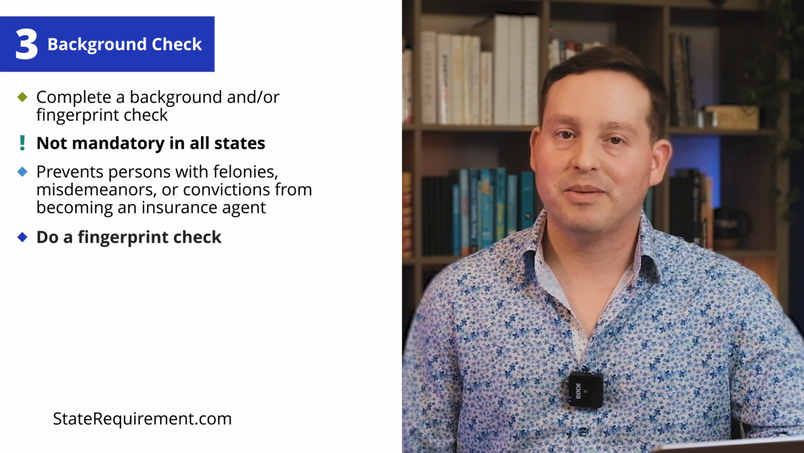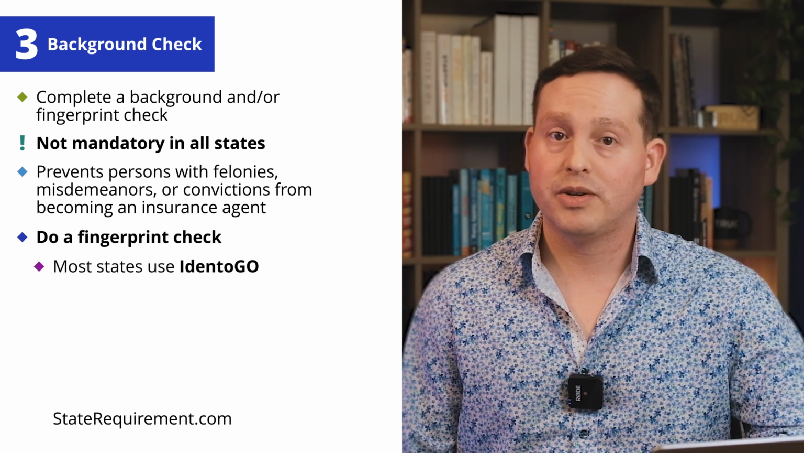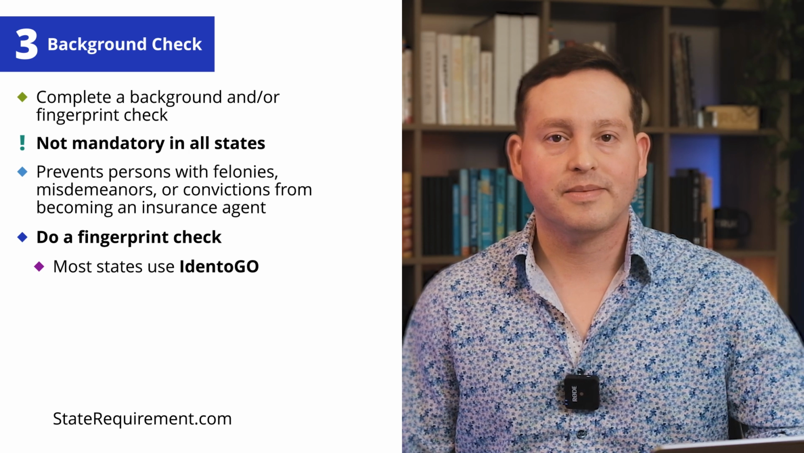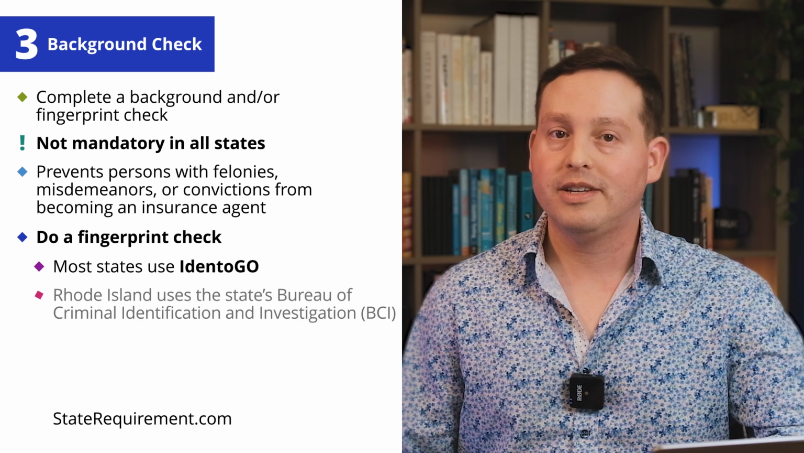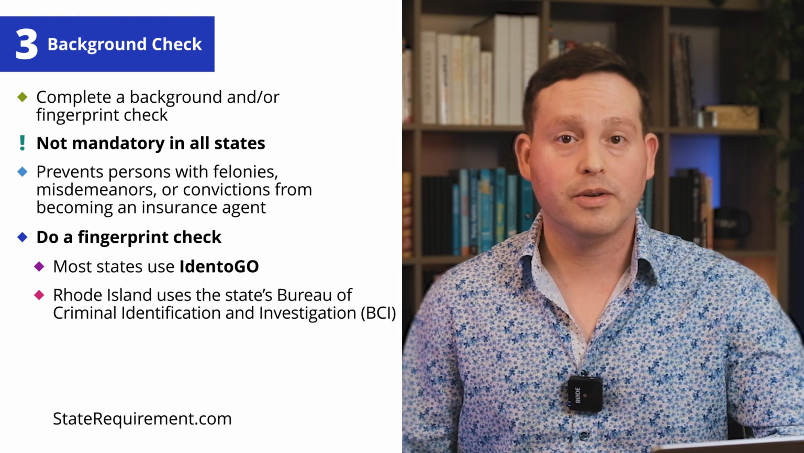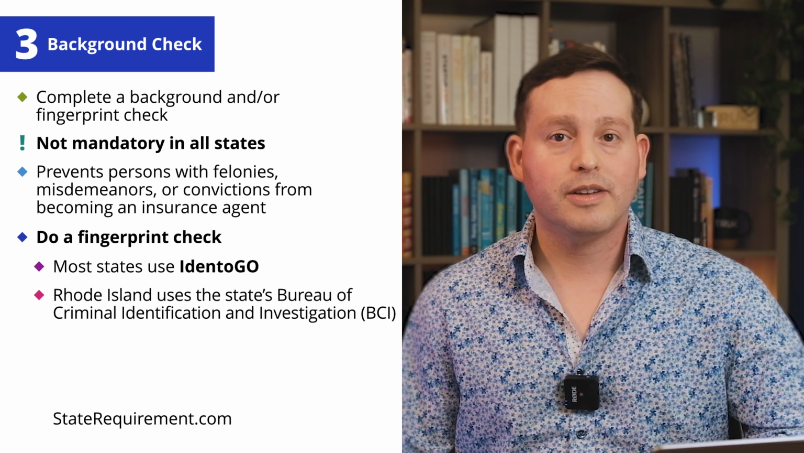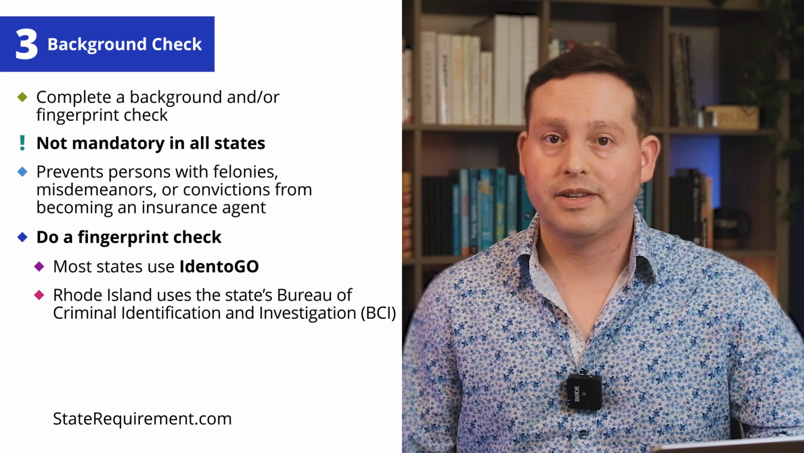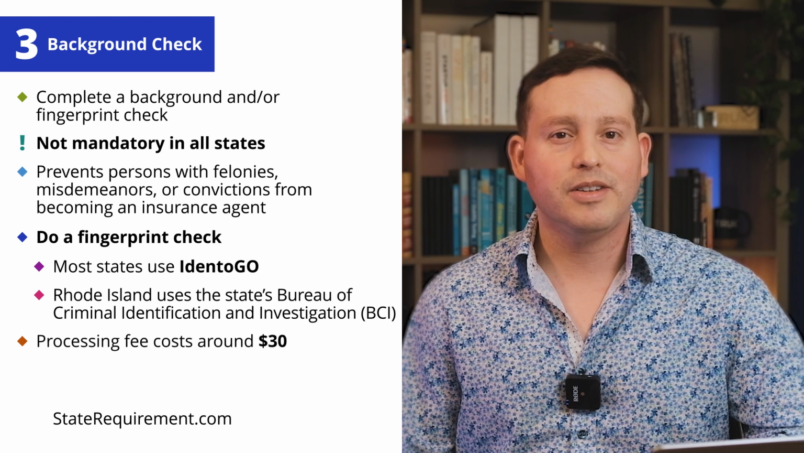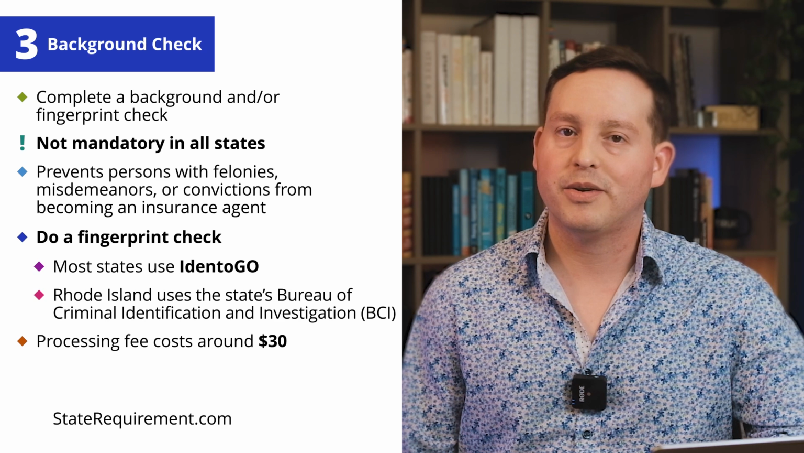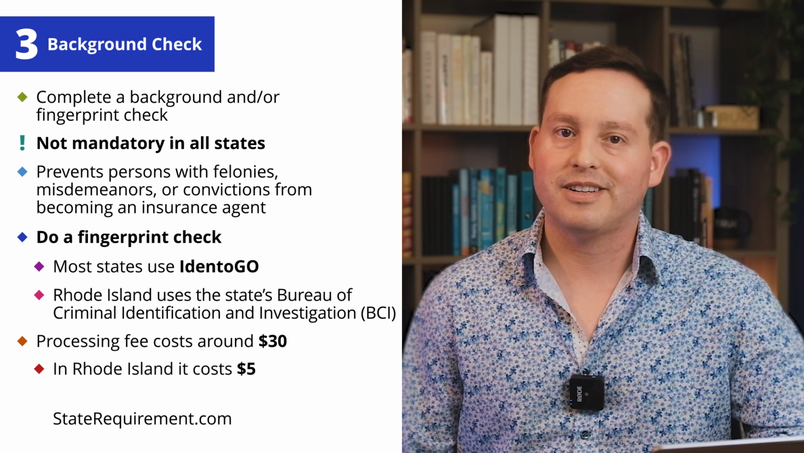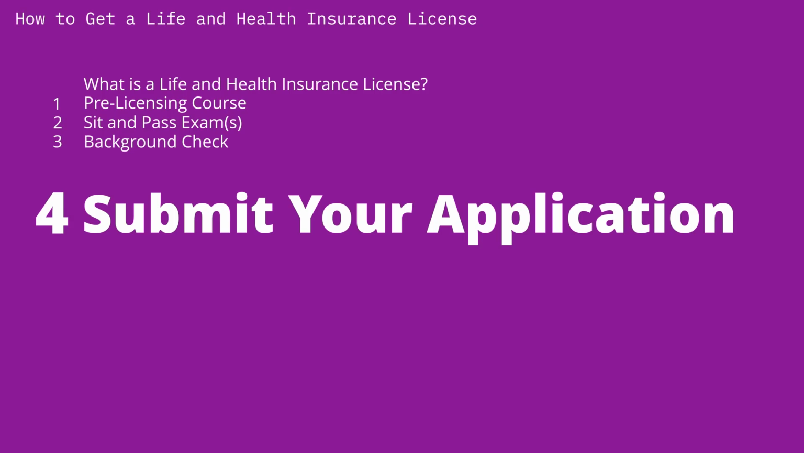To carry out this fingerprinting check, most states will use IdentoGO, although this isn't always the case. For example, in Rhode Island, you'd need to complete this background check through the state's Bureau of Criminal Identification and Investigation, BCI, instead. Be aware that you'll usually need to pay a small processing fee in order to take this background check, which is generally around $30, though it can be much lower, like in Rhode Island where it costs $5.